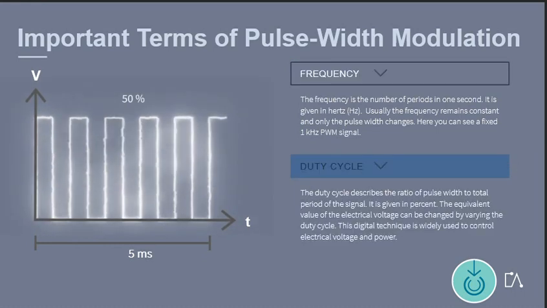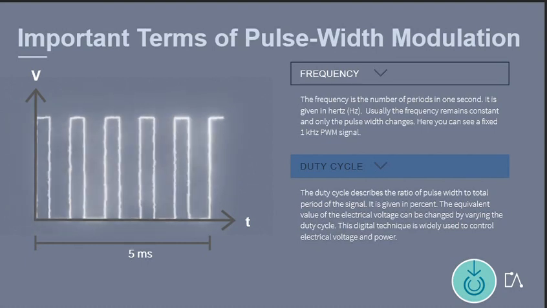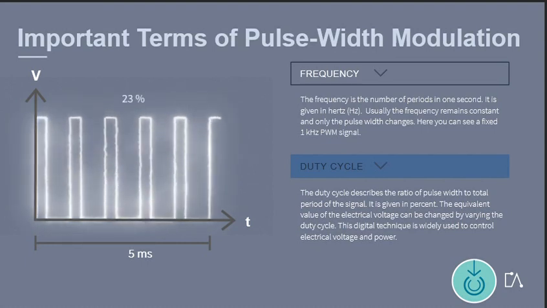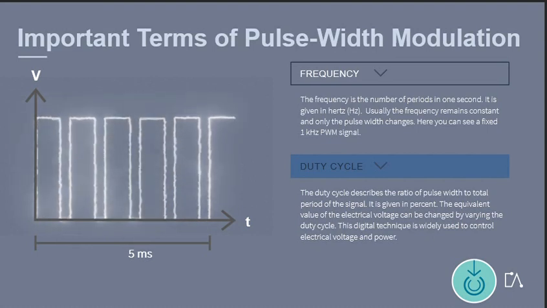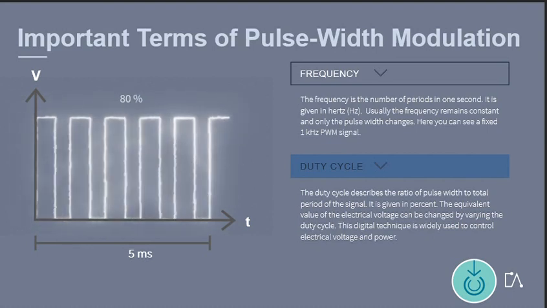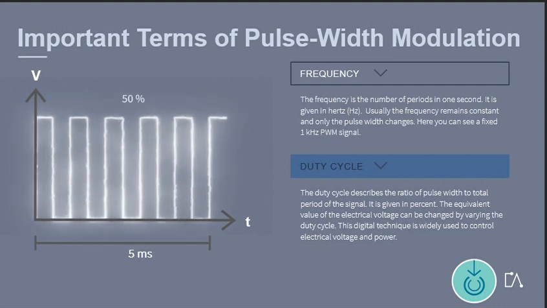The duty cycle describes the ratio of pulse width to total period of the signal. It is given in %. The equivalent value of the electrical voltage can be changed by varying the duty cycle. This digital technique is widely used to control electrical voltage and power.